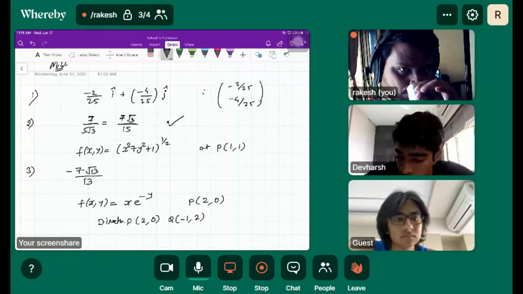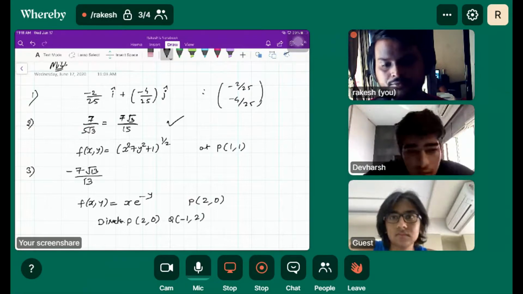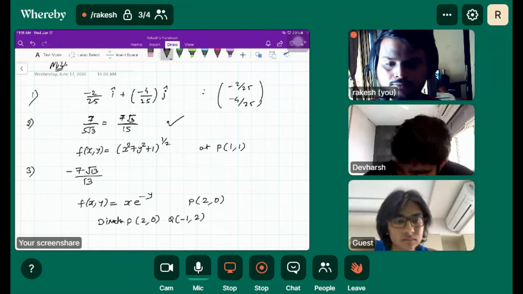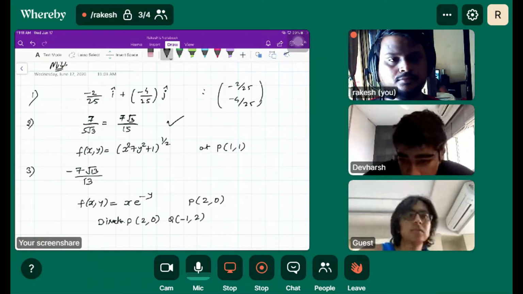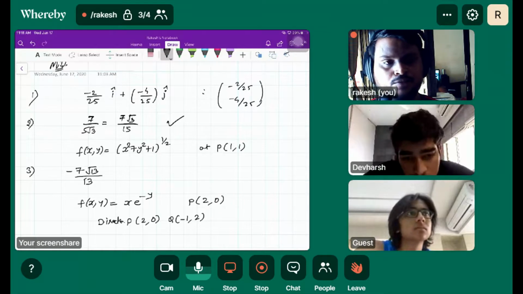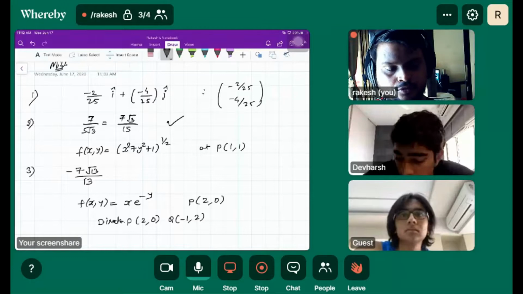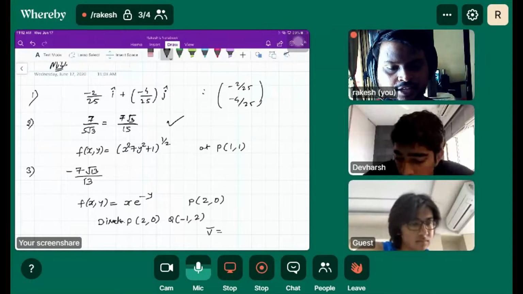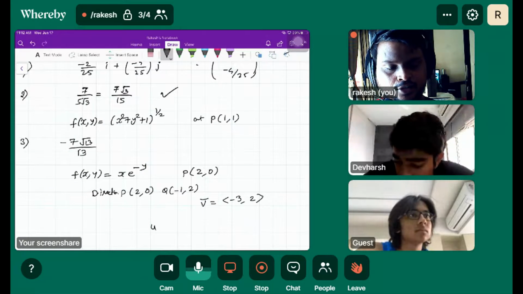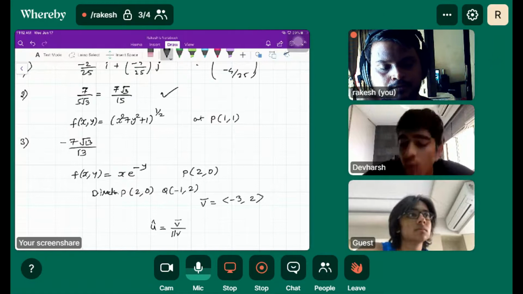What is the direction? You have to subtract the P and the Q. You'll get minus 3 comma 2, right? Yes. The vector minus 3 comma 2 is the direction, and you will find out the unit vector along that direction, that is v bar upon its magnitude.